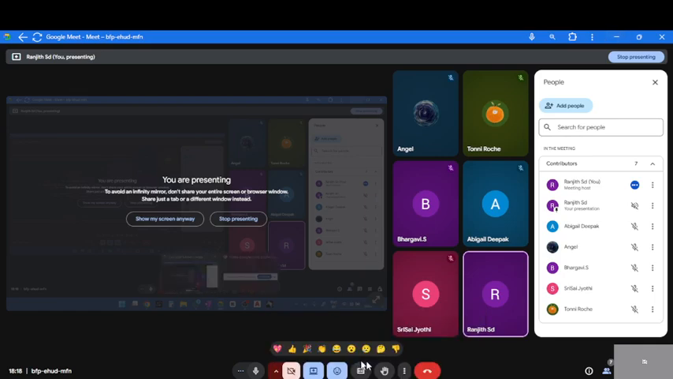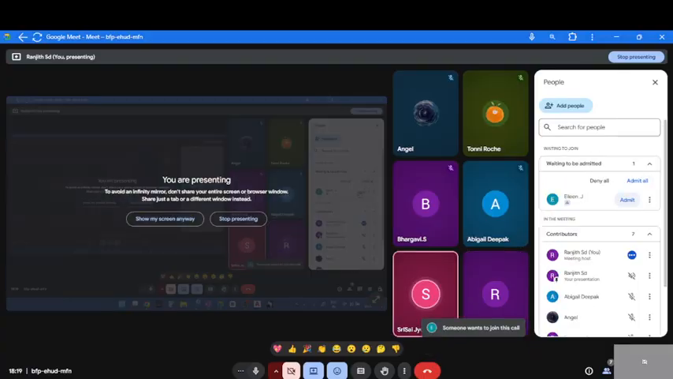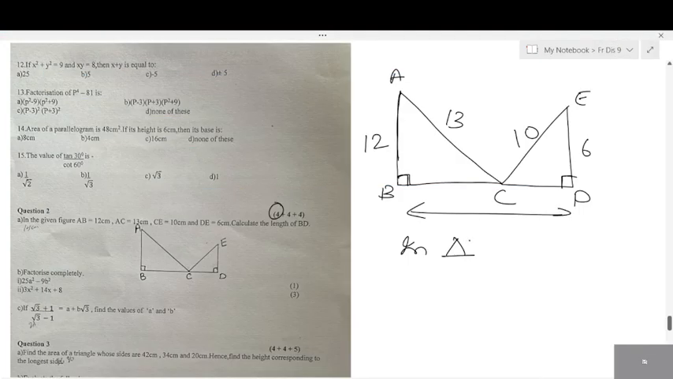Yes, unmute and answer, students. Which one? Am I audible to you all? Calculate the length of BD. They have asked to calculate the length of these two. Pythagoras theorem. Apply Pythagoras theorem. Which triangle will you use? A triangle. In triangle ABC. First question. All of you will solve this first question, students. Eileen, solve the first question. In triangle ABC, apply Pythagoras, students.